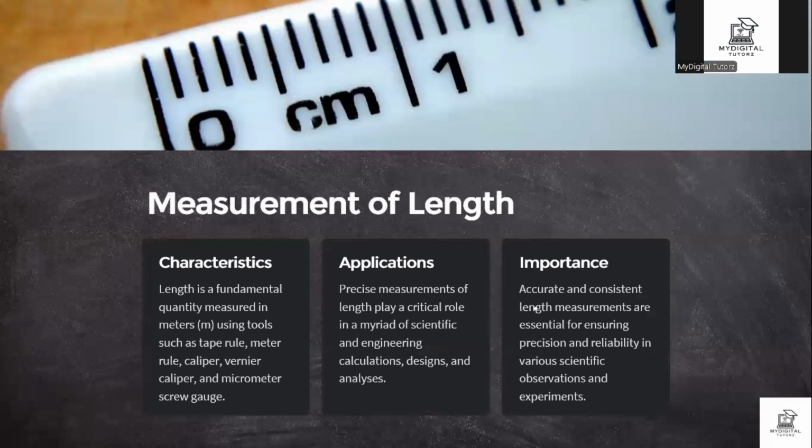Length. Length is just like the distance between 2 points, or the gap between 2 points. Length is a fundamental quantity measured in meter. We use instruments such as tape rule, meter rule, caliper, vernier caliper, and micrometer screw gauge. All are used to take a length. Are we getting it now? So accurate and consistent length measurements are very essential for ensuring precision and reliability in various scientific fields. So that is for length.